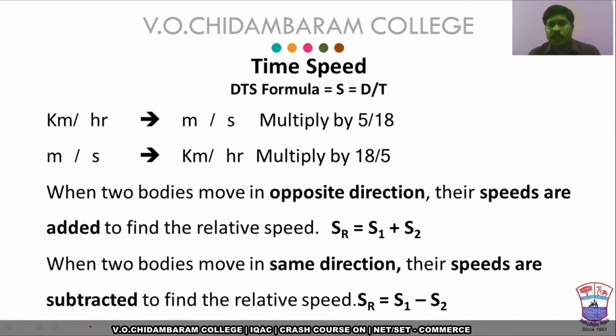And consider two trains in opposite directions, their speeds being S1 and S2 respectively. Then the relative speed is nothing but the addition of those two speeds, S1 plus S2. If two bodies, for example two trains, move in the same direction, then their relative speed is nothing but the difference of those speeds, S1 minus S2. So keep it in mind that if the bodies are in opposite directions, you have to add the speeds to get the relative speed. If the bodies are in the same direction, then you have to subtract the speeds.